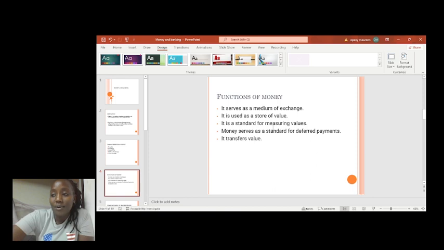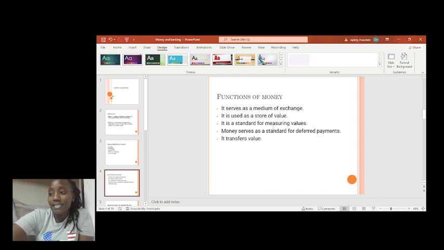Okay, so thank you so much, Winnie, for that good reading. The first one is a medium of exchange. And when we talk about medium of exchange, that means that it facilitates the exchange of goods and services in the economy. And then we have money as a store of value, or store of value and wealth.